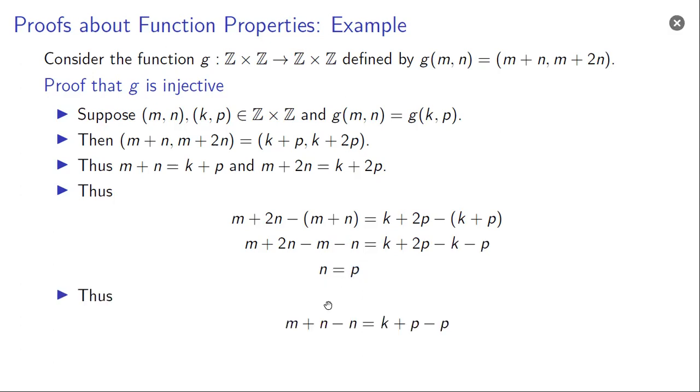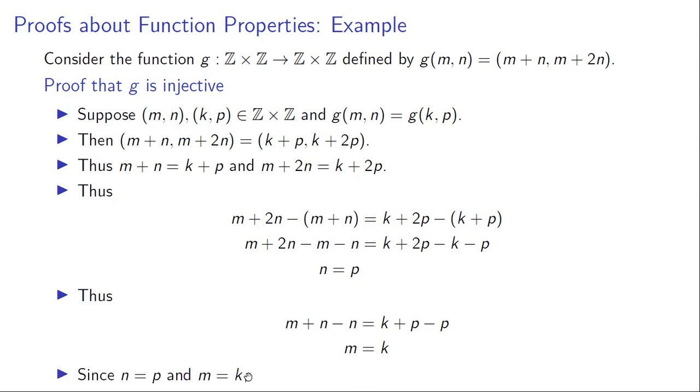Okay, great. Going a step further. Now, let's say we do this, m plus n. Well, we know m plus n is equal to k plus p. So m plus n is equal to k plus p minus n, but we know n is equal to p, so minus n is the same as minus p. So again, m plus n is equal to k plus p, minus n is equal to minus p. So therefore, this equality is true. And if we simplify, we get that m is equal to k.